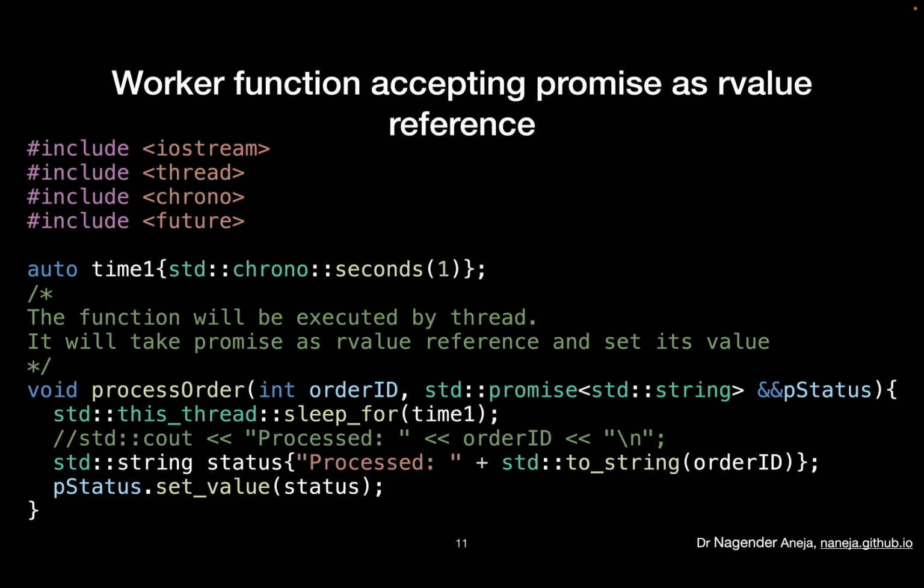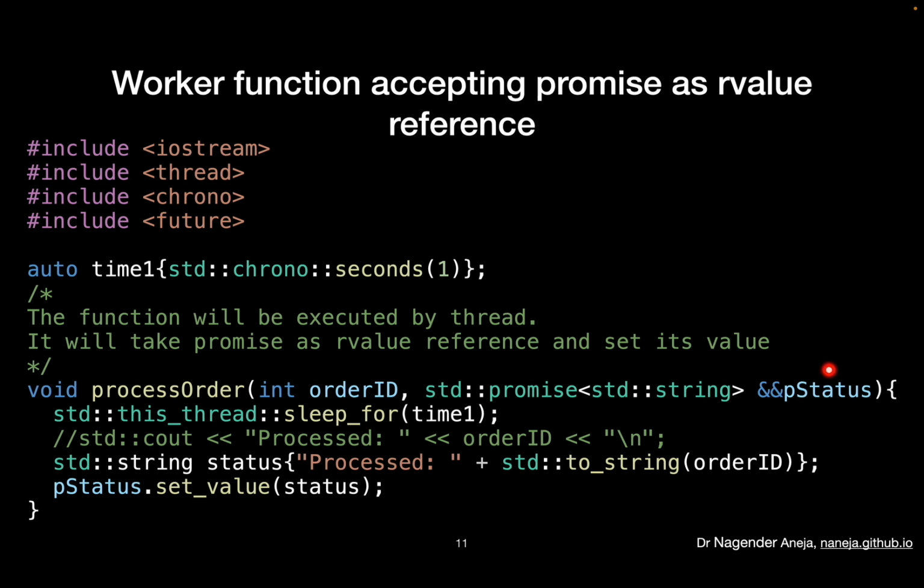Let's see how it actually works. So we have a time here, seconds, 1 second. So again, we have the process order, right? So it's receiving the order ID, still same. But now in addition to that, from the main, we'll create a promise object and we'll pass that promise object as an R value. So we'll move that basically. So we'll use the move semantics to move the standard promise from the parent to this thread. So now this thread receives the promise.